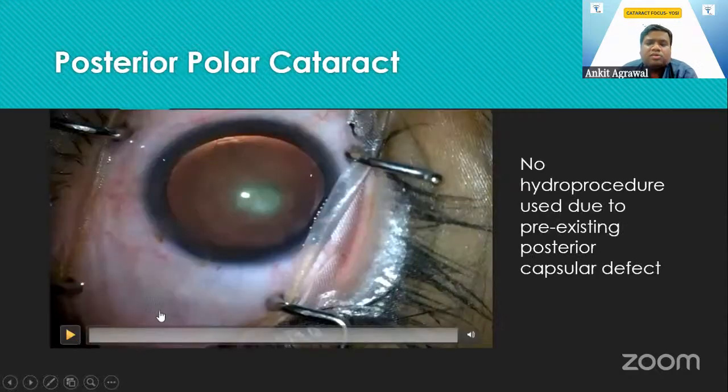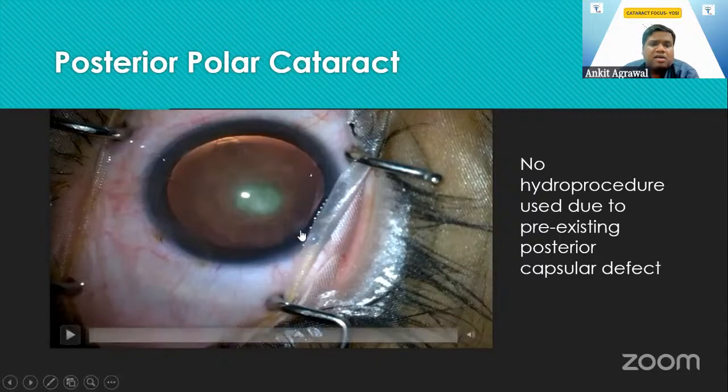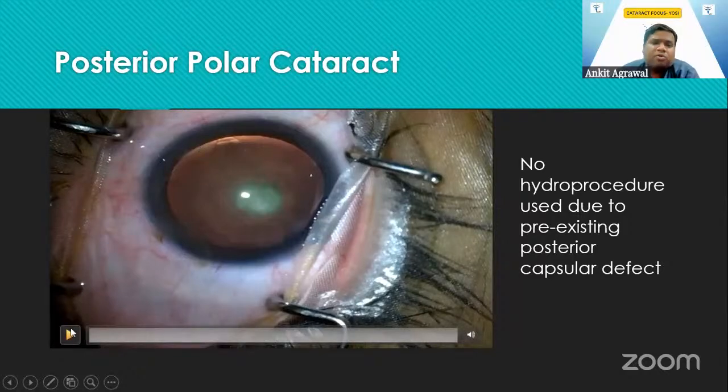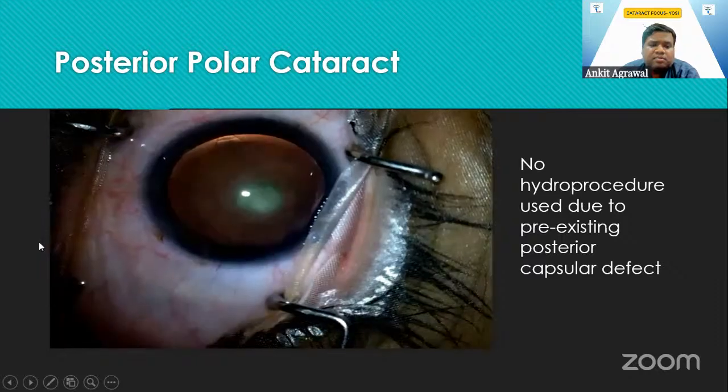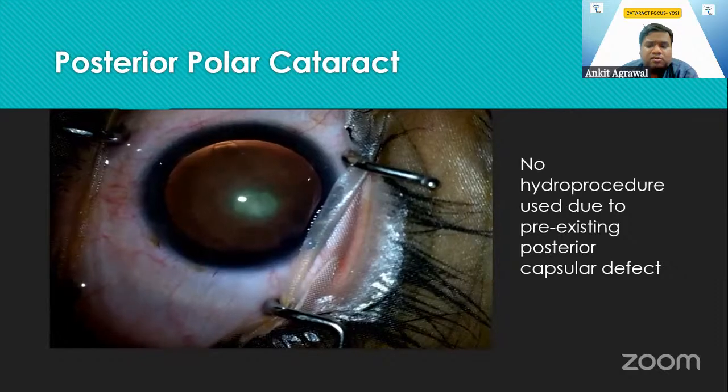Sometimes you may encounter a posterior polar cataract. We have to make sure that the posterior polar cataract does not have a pre-existing big posterior capsular defect. Here, if you see carefully, you can see a posterior capsular defect, superiorly at approximately the 11 o'clock position. So in this case, I did not try to do any hydrodissection. I will show how I manage this.